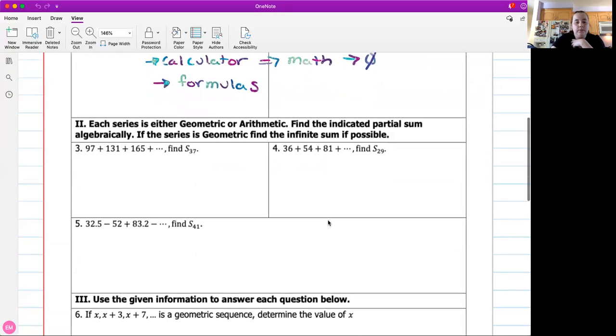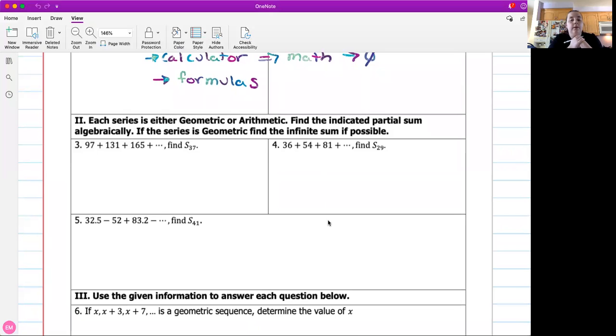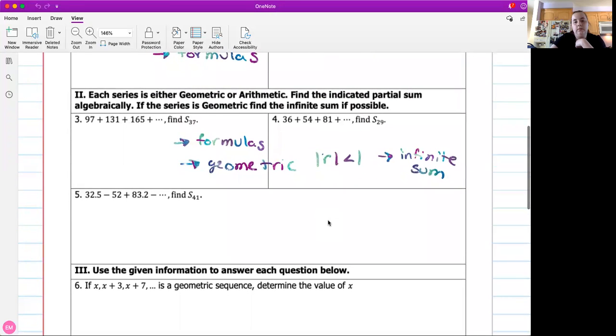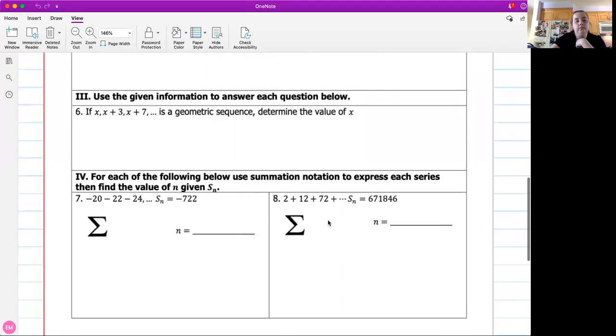These next three are also finding partial sums, and if the series is geometric, you're finding the infinite sum if it's possible. You're using the formulas here because it says to do them algebraically. And remember, for geometric, if the absolute value of r is less than 1, then you have an infinite sum. That's about it for those.